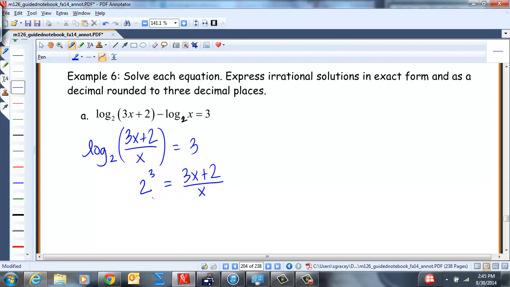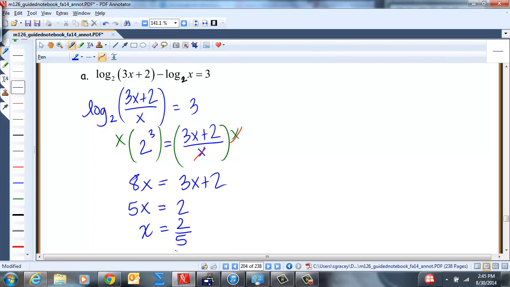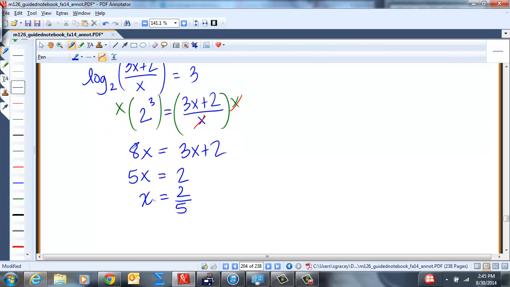So 2 cubed is 8, and multiplying both sides by x, we'll have 8x is equal to 3x plus 2. And then taking away 3x, we get 5x is 2, and x is 2/5. Okay. So actually they'll both be exact. If you write it in decimal form, it will just be 0.4.